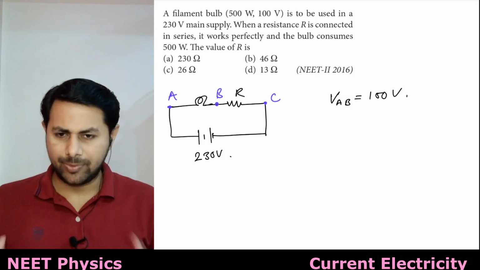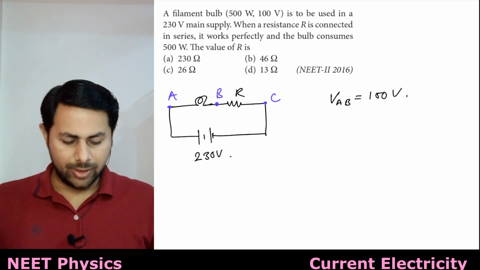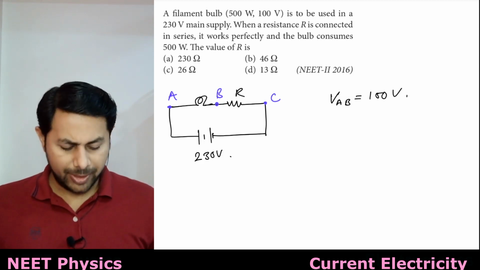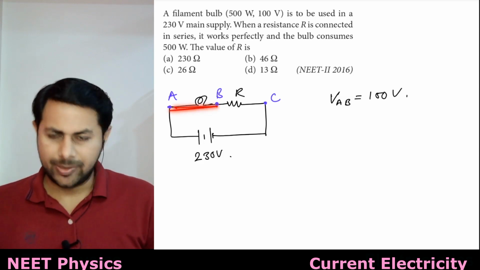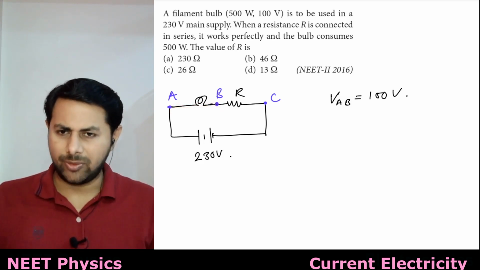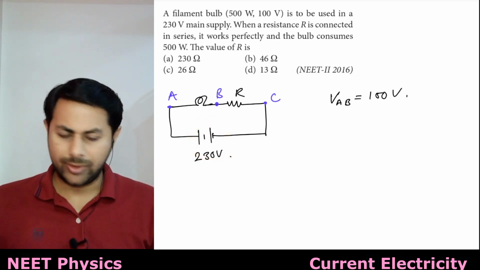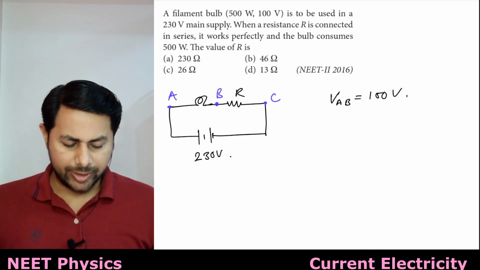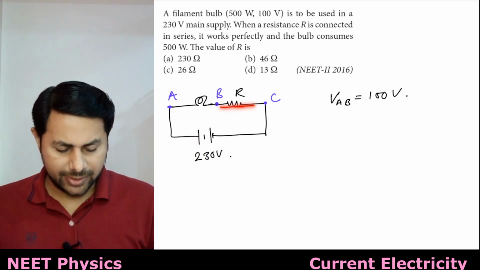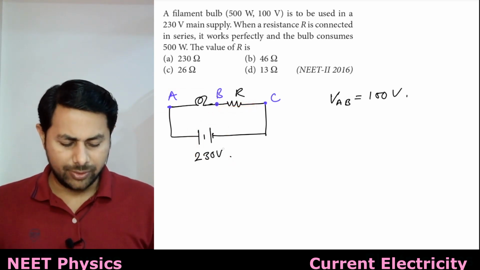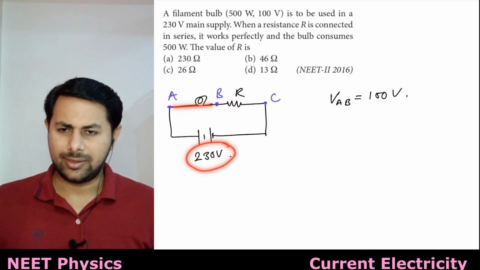Because it needs a potential difference of 100 volts to work properly, and it's working properly, the potential difference across the bulb is 100 volts. Then you are supplying a total of 230 volts and this one is getting 100 volts. That means what is the potential difference across the resistance? It's equal to 230 minus 100 remaining.